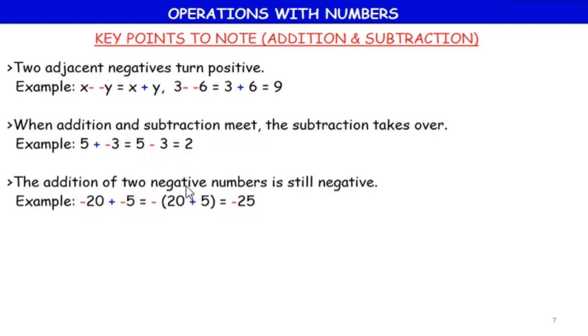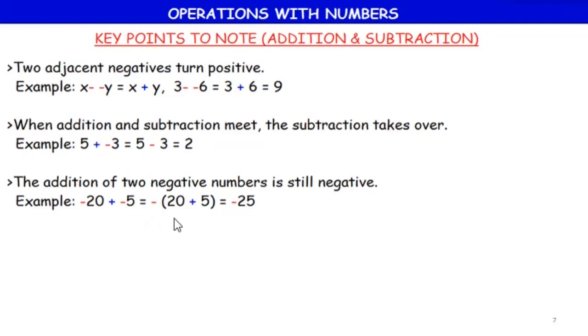The addition of two negative numbers is still negative. For example, if I have negative 20 plus negative 5, the result is going to be the negative of the sum of the two numbers, taken positively. So we are going to have negative of the sum of 20 and 5, and that is going to give me negative 25. I believe you are getting it. Virtually, you are adding a negative number to another negative number, and the result is the negative of the sum of the numbers in their positive form.